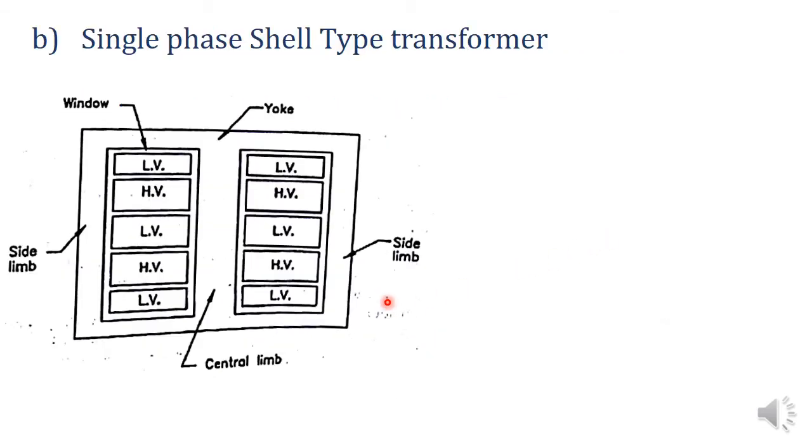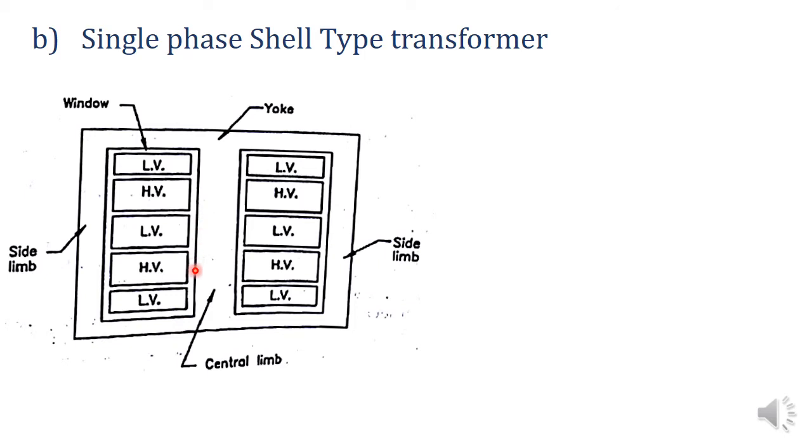Next is the single phase shell type transformer. In a single phase shell type transformer, there are three limbs. One is the central limb, which is wider, having a larger cross sectional area, and there are two side limbs. The side limbs have lesser cross sectional area as compared to the central limb. And on the top and bottom portion we have yoke. The function of yoke is to complete the magnetic circuit.